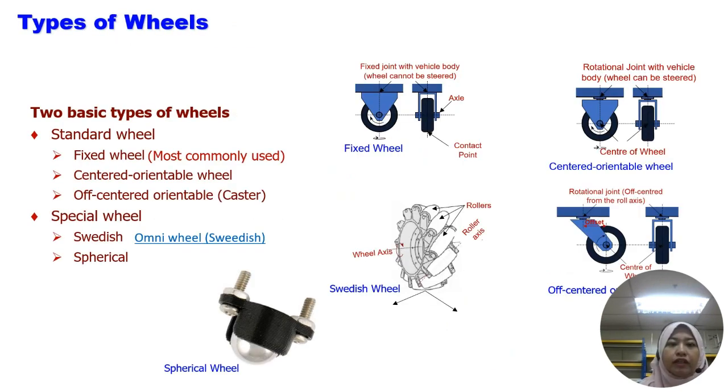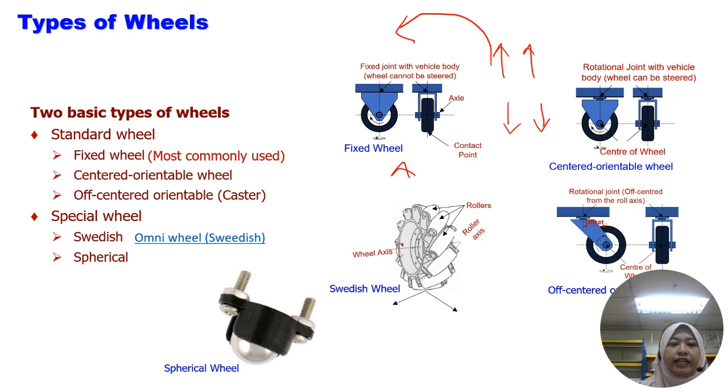Okay, so ada banyak jenis type of wheel. Ada fixed wheel. Fixed wheel ni kalau you perasan ada troli, tayar dia tak boleh berpusing. Okay, troli tu just boleh gerak ke depan je ataupun ke belakang. Okay, kalau you nak turn, you kena buat turn yang besar sebab tayar dia tak boleh berpusing. Ni kita namakan sebagai fixed wheel.